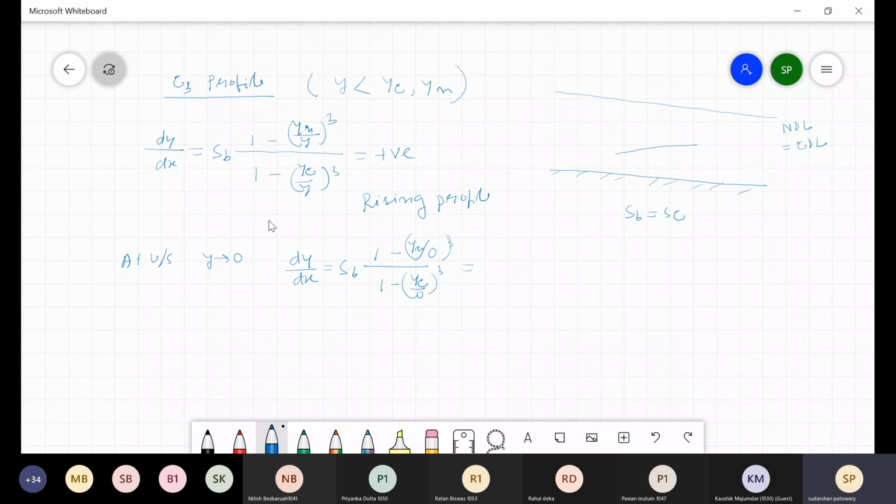dy/dx is equal to Sb. That means they are saying that these two terms, denominator and numerator, are the same. So that's why dy/dx is equal to Sb. So in that case, if dy/dx is equal to Sb, what does that mean? Your profile will be horizontal. That means there will not be any angle. The same slope will be maintained. That means it is horizontal, that is parallel to the bed.